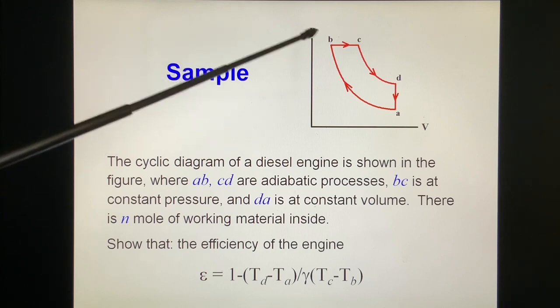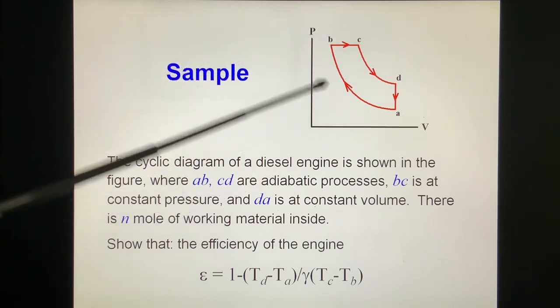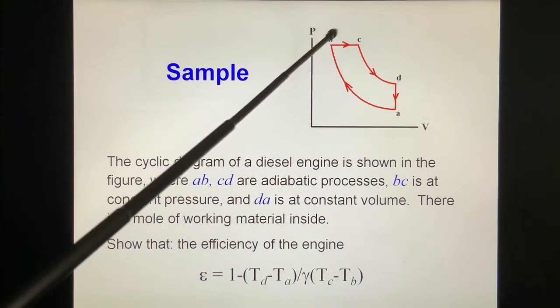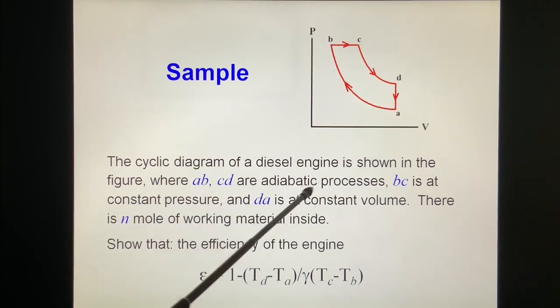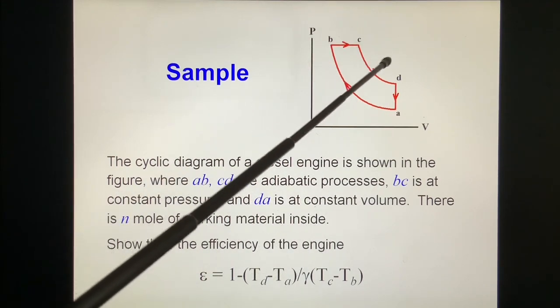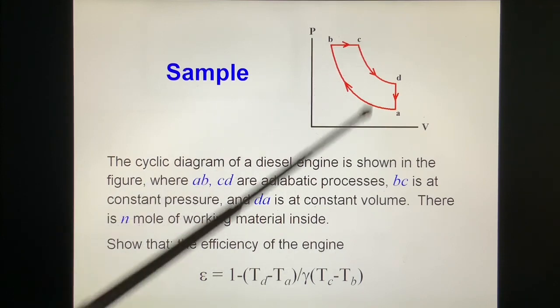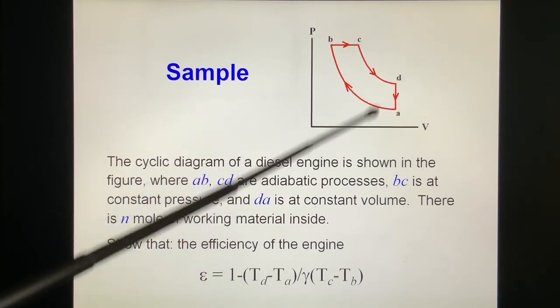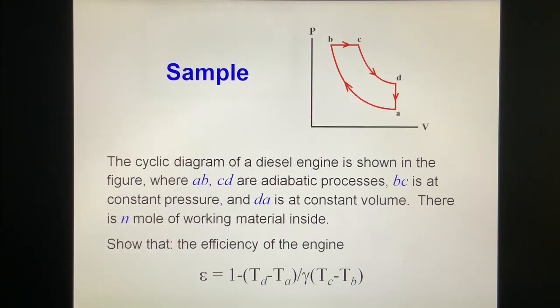The cyclic diagram A, B, C, D, A of a diesel engine is shown in the figure, where AB and CD are adiabatic processes. BC is a constant pressure process, and DA is a constant volume process. There are N moles of working material inside.